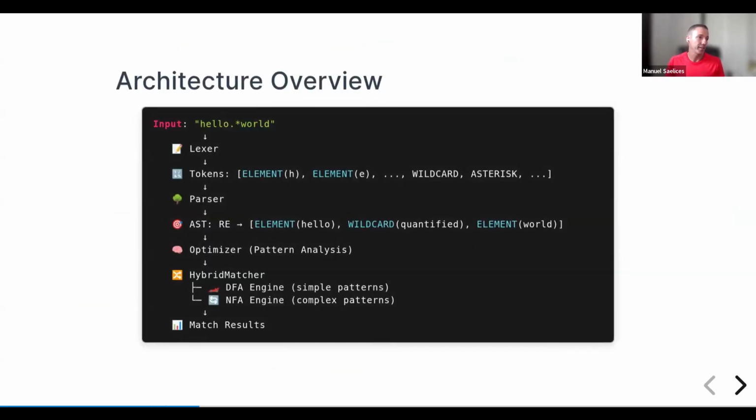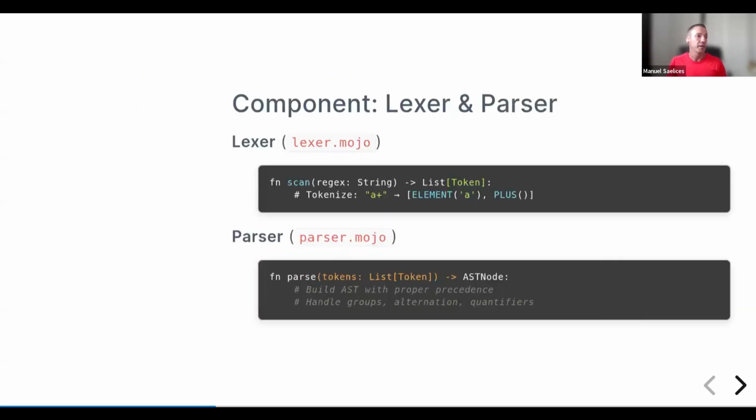So let's talk about the architecture. The usual architecture is lexing, which is splitting the pattern into tokens, then parsing the tokens into an AST tree, and then the optimizer is like the brain that decides what kind of strategy we are going to use for that specific pattern. There are two different strategies, the DFA and NFA. One is faster but less powerful, and the other one is slower and more powerful.